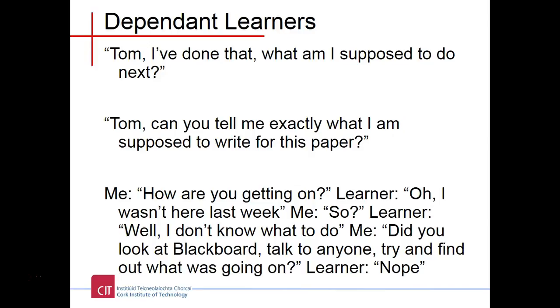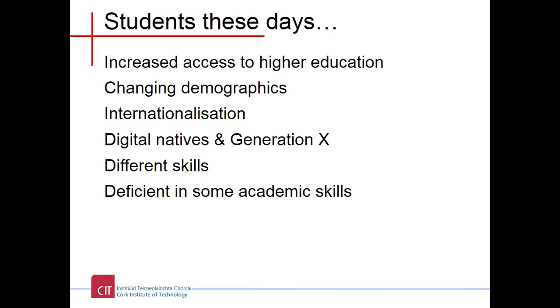And of course, we could argue that the dependence that our learners are displaying is a function of the nature of the student that we get these days, and there is some validity to that when we think of increased access to higher education and changing demographics and things like internationalization and the impact that might be having, the maybe changing nature of some of our undergraduate students, the notion of the digital natives in Generation X, and the sorts of skills that they might be bringing to higher education, which might be very different from the sorts of skills that we would associate with students from 20 years ago.